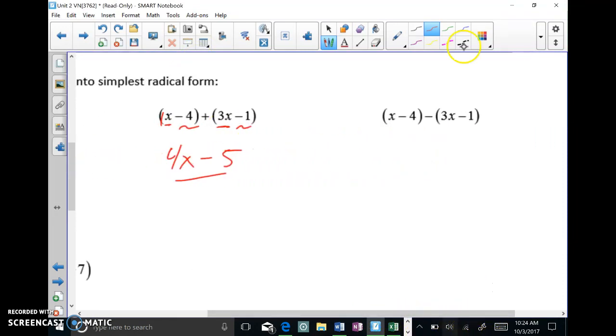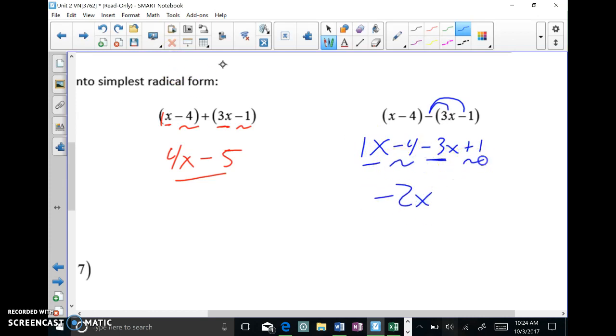Now here's a subtraction. So this is where you have to be a little bit more careful. So this x minus 4, I want to keep that exactly as I see it. But I want to subtract 3x, so minus 3x. And then subtract a negative 1. And when I subtract a negative, it becomes a plus 1. So minus negative is plus 1. Now combine like terms. I have a 1x and a minus 3x is a negative 2x. Minus 4 plus 1 is negative 3, minus 3.